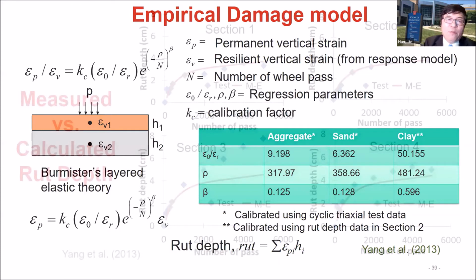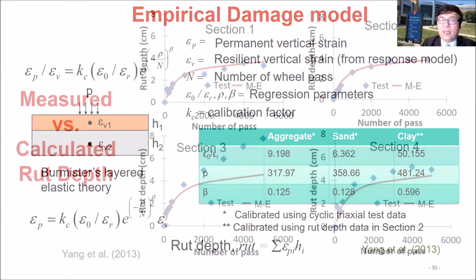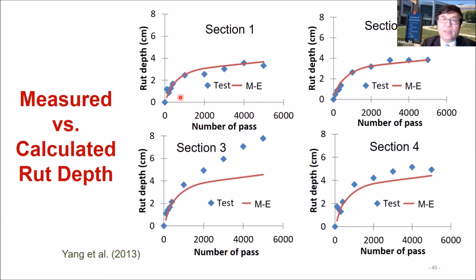Eventually, we show the comparison for the sections. For section 1, the dotted line is the test results, the red line is basically the predicted results. Section 2, they match pretty well. Unfortunately, section 3 did not match very well, but I will explain why. Section 4 matched reasonably well. For the ME method, as you can see, we can predict the deformation. But for the stress design method, you will not really show that much.